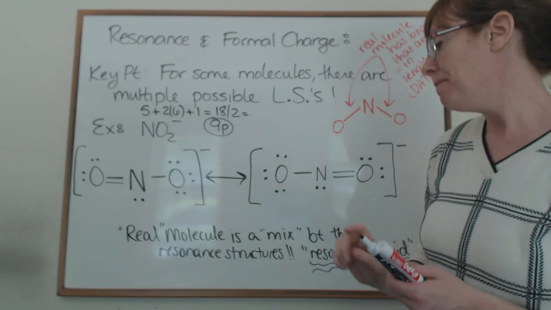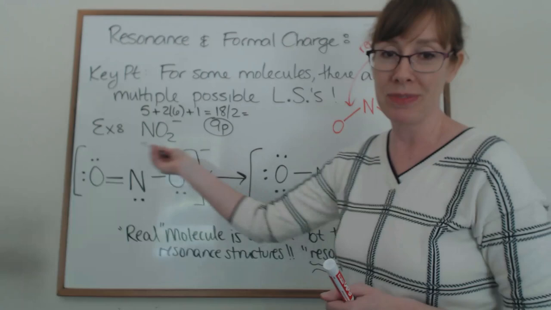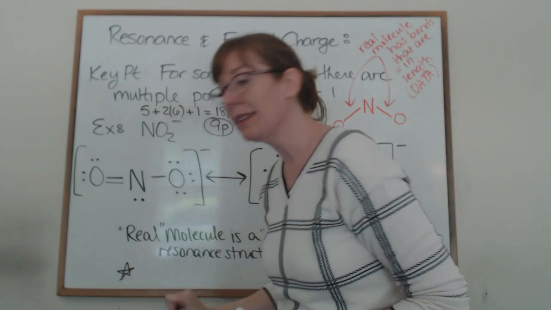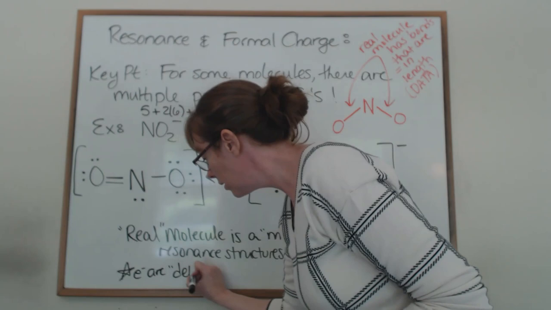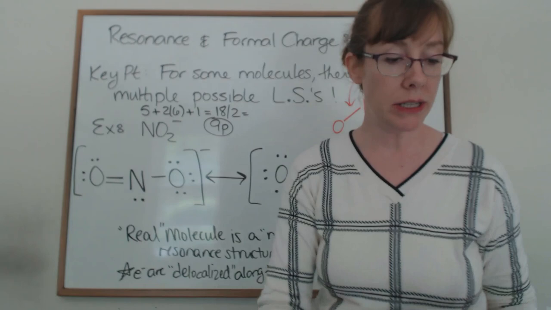And one more thing I'll have you write in your notes. The real molecule is a mixture or a mix between the two resonance structures. And we call that the resonance hybrid, which really is this whole thing. That's how you would depict the resonance hybrid. And essentially, the way scientists would describe this is that the electrons are delocalized along the molecule. So, a little bit hard to see, but let's give it a try here.